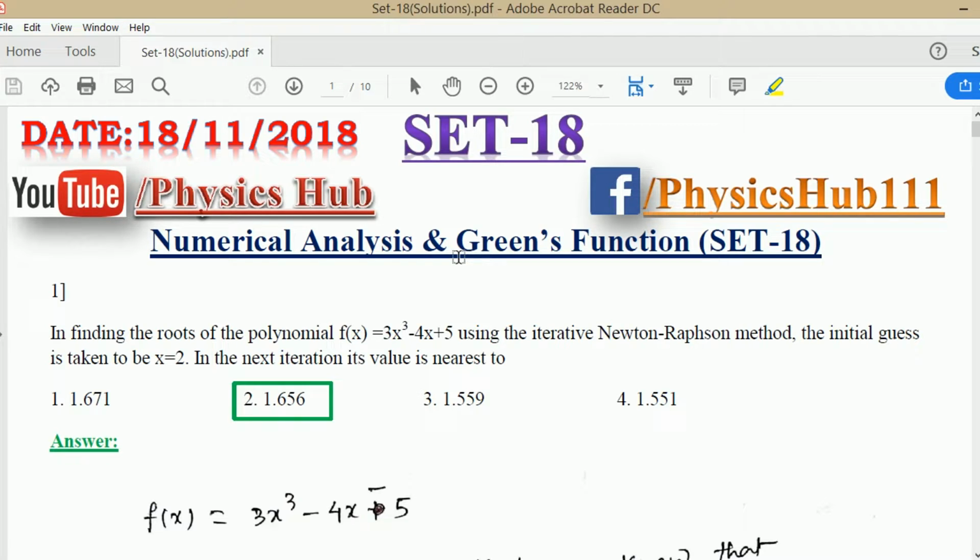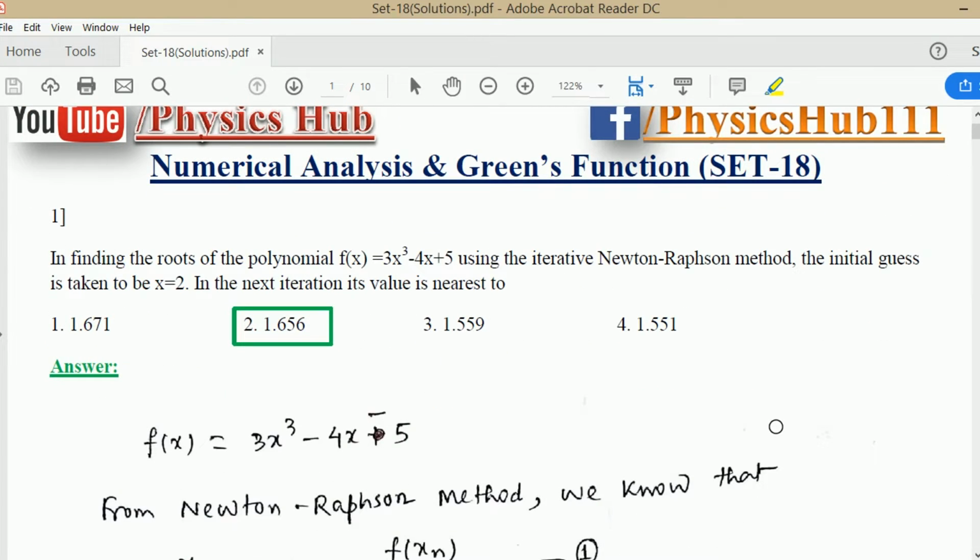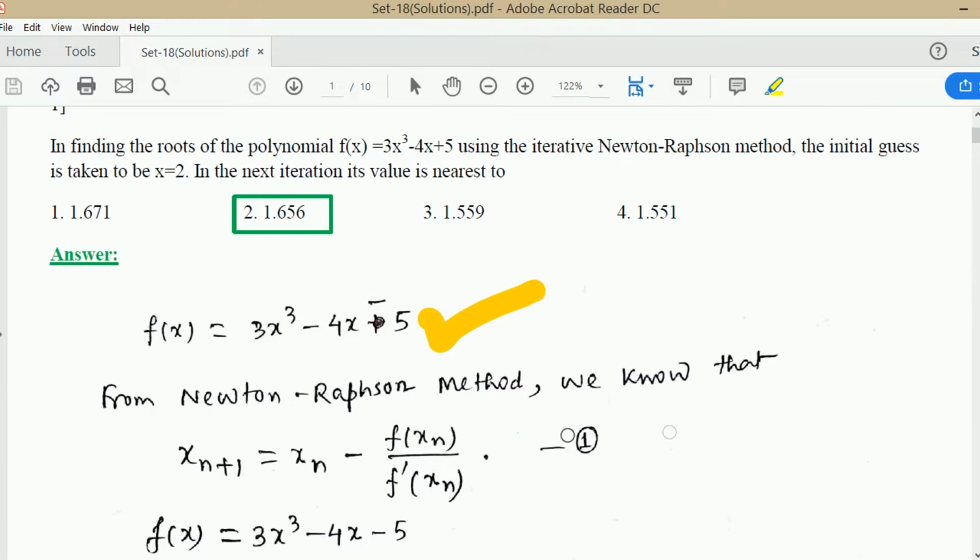So let's start with the first question. In finding the roots of the polynomial f(x) = 3x^3 - 4x + 5 using the iterative Newton-Raphson method, the initial guess is taken to be x = 2. In the next iteration, its value is nearest to? The function is given here. From the Newton-Raphson method we know that x_{n+1} = x_n - f(x_n)/f'(x_n), where x_n is some value and x_{n+1} is the next iterative value.